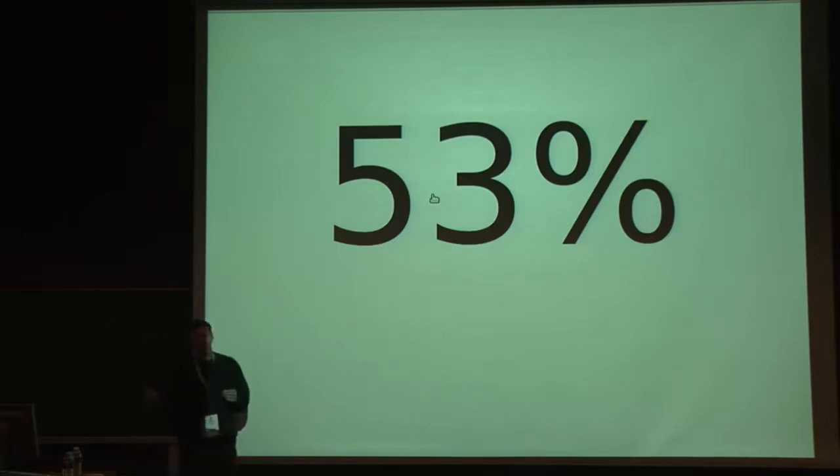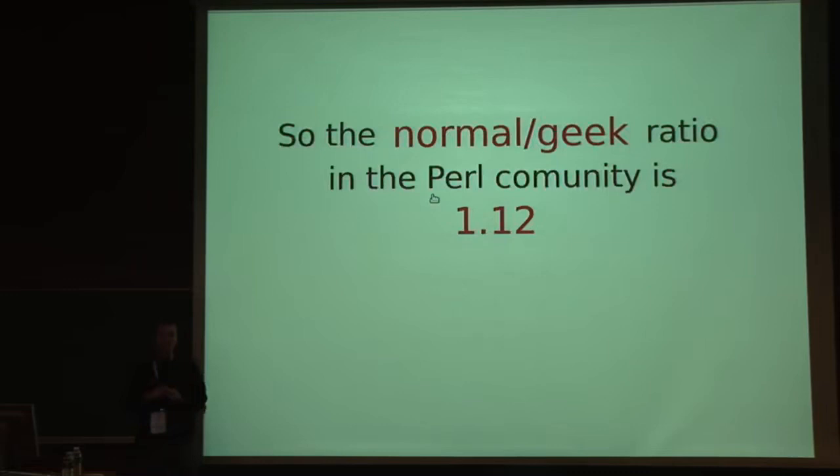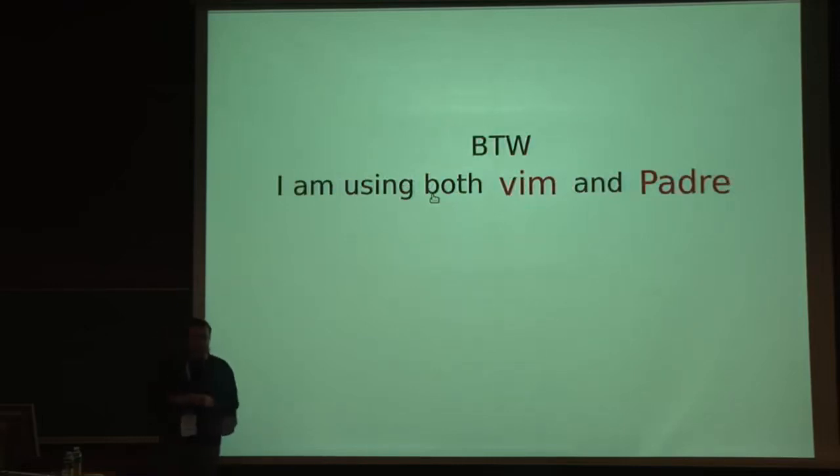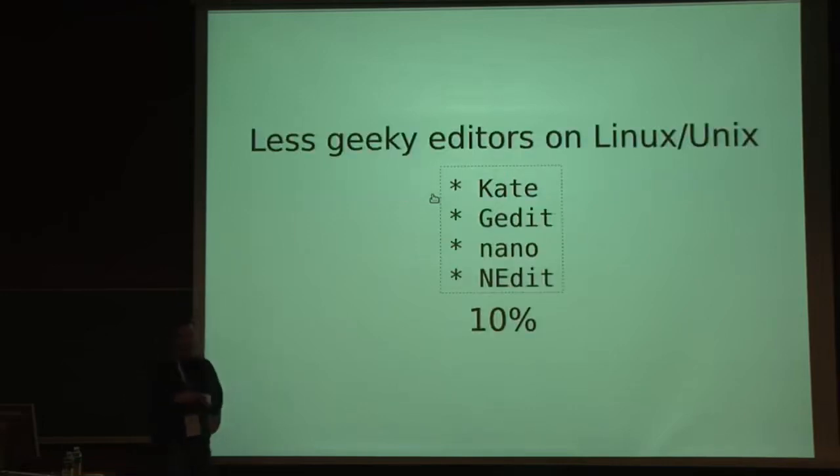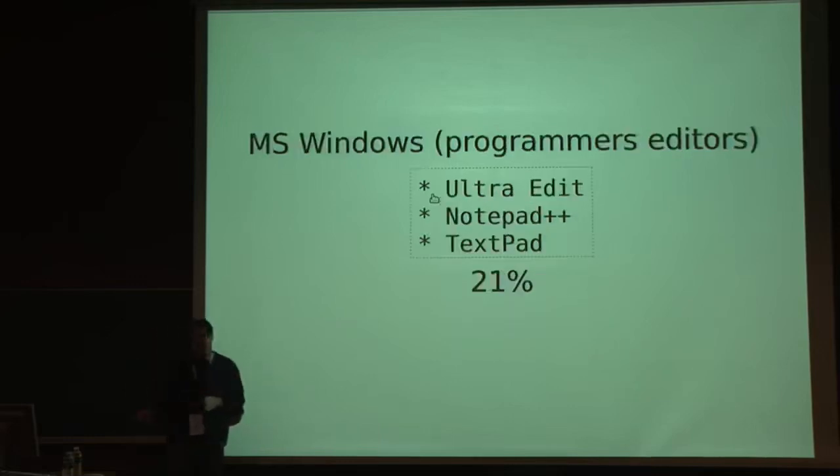Of course, this little poll also proved something else. We know now that the normal geek ratio in the Perl community is about 1.12. By the way, I'm a Vim user and a Padre user, which probably puts me in the slash, but I don't really know.